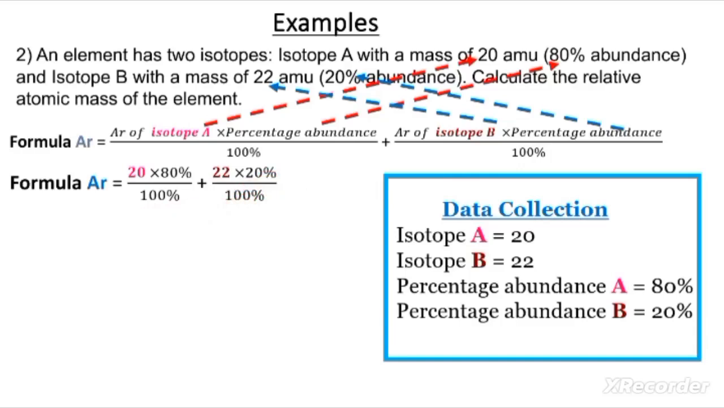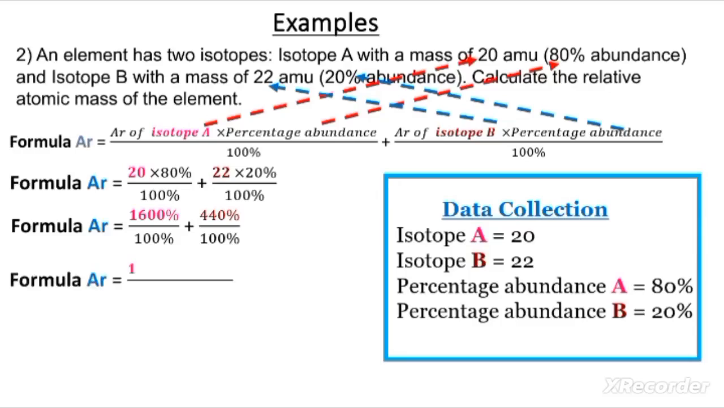So we are going to say the relative atomic mass is equal to 20 times 80. We are going to get 1600 over 100 plus 22 times 20. We are going to get 440 over 100 percent. Let us work out. So we are going to say relative atomic mass is equal to 1600 plus 440 percent divided by 100. So you are free to use your calculator.